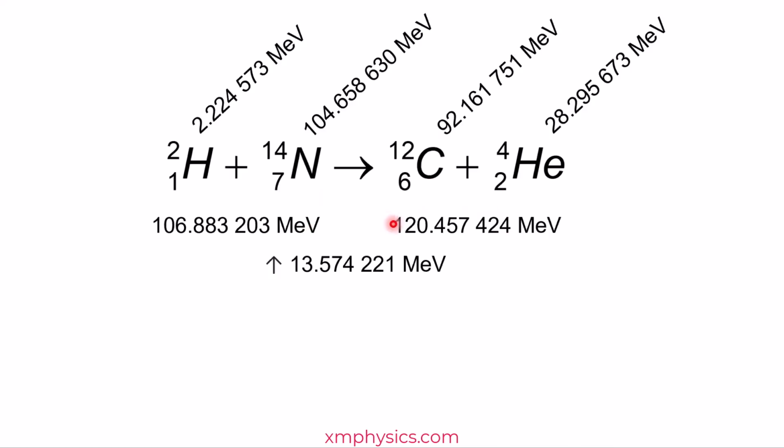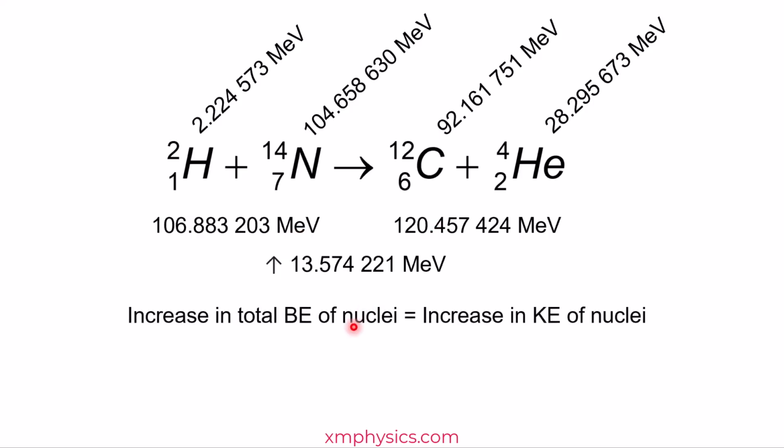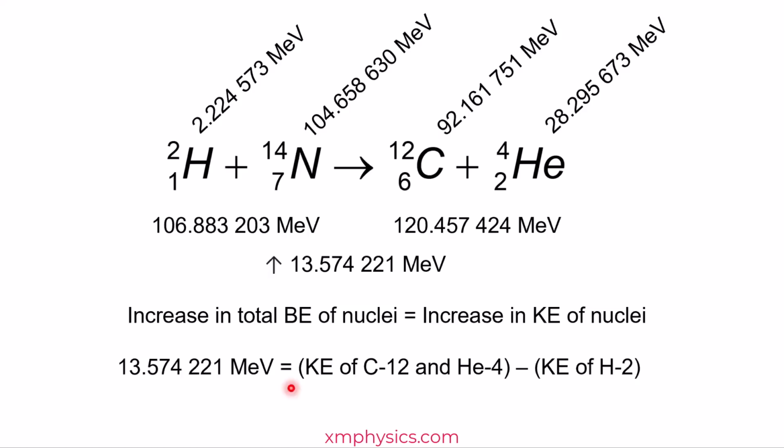I bind them back. Of course, in reality, we don't have to break them up into individual nucleons and then reassemble them, yeah? But this is one way of imagining what's happening to help you remember why an increase in binding energy means a release of energy. So if you were to do the calculation, you say that the increase in total binding energy of the nuclei is equal to the increase in the KE of the nuclei. And you may notice that we get the exact same answer as before.